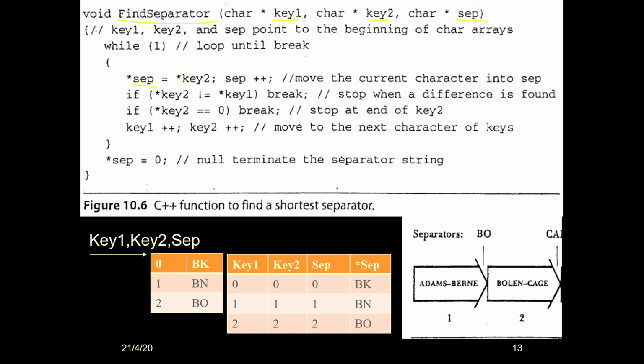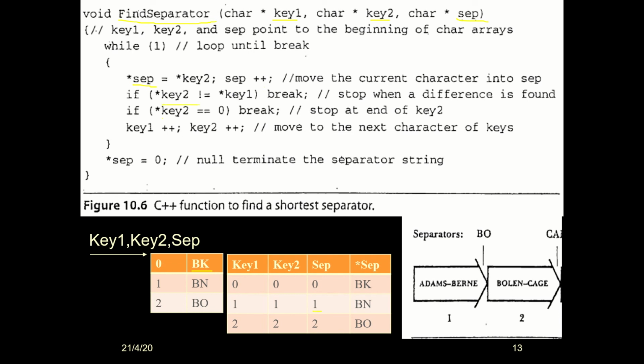So separator is equal to key 2, so separator will now be pointing to location 0, and key 2 will now be pointing to BK. Okay, so then we go for incrementing sep, that is equal to 1. Okay, now it is 1. Now we go for the checking thing.